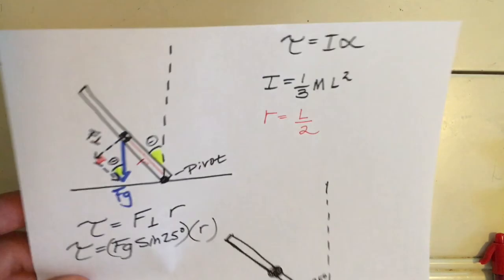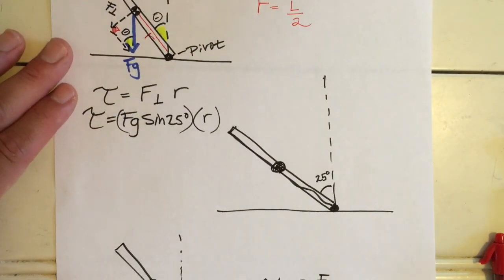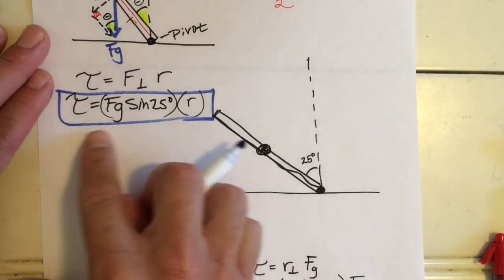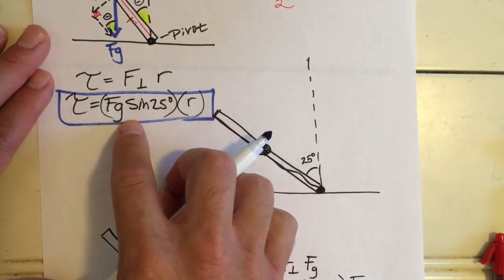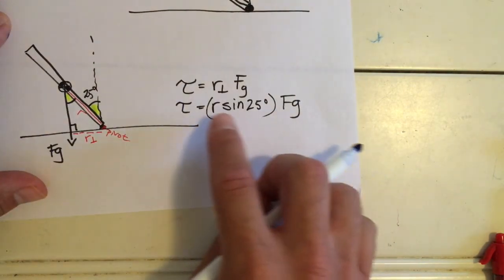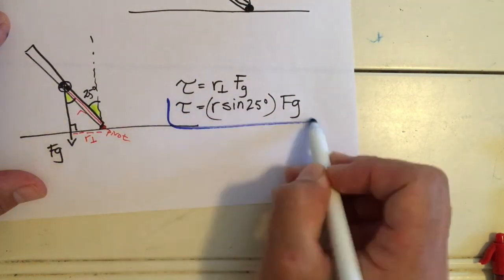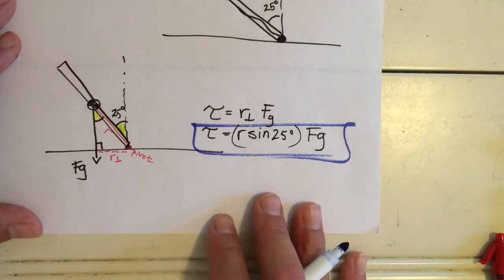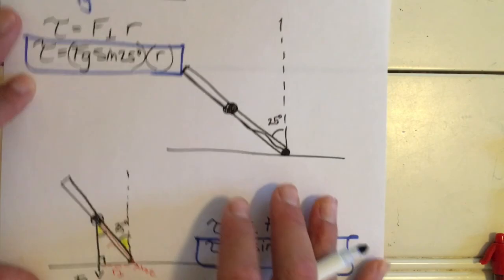All right, so whichever way you use, does it matter? No, right? Check it out. Torque equals Fg times R times sine 25. The order doesn't matter there, that you multiply in. Okay, so very good. We got an expression for torque.